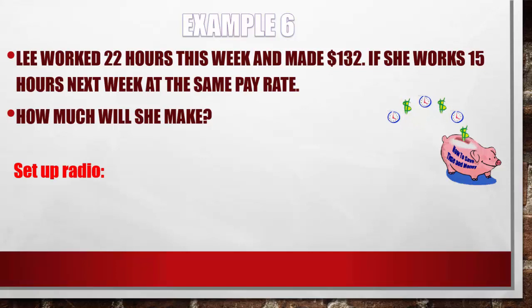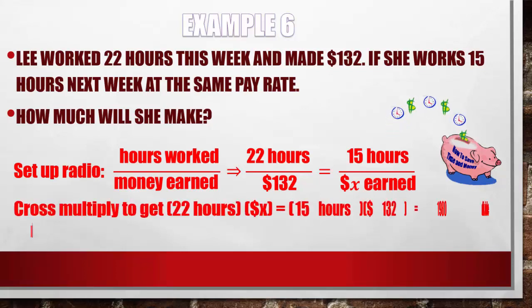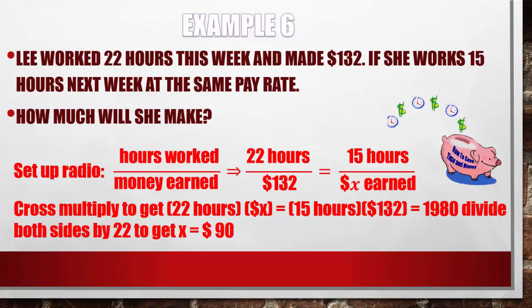Just like I did on the whiteboard, I set up the ratios. I put the hours worked and the money earned on each side. So if she worked 22 hours, she made 132, and that was equivalent to 15 hours and we don't know how much money she earned. Then we solved for X to find out that she would make $90 this coming week.